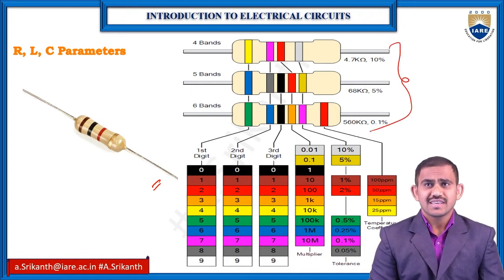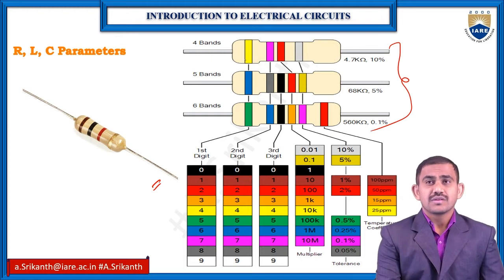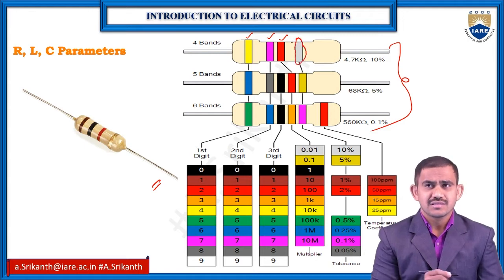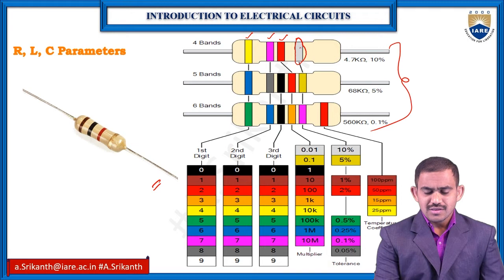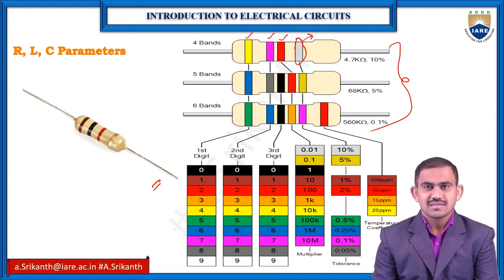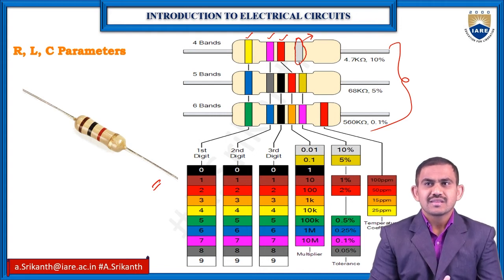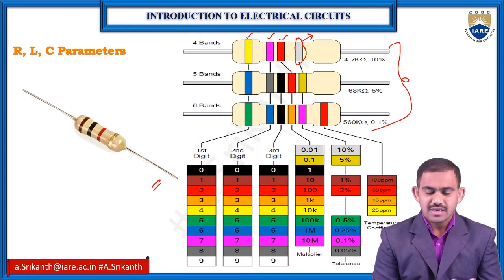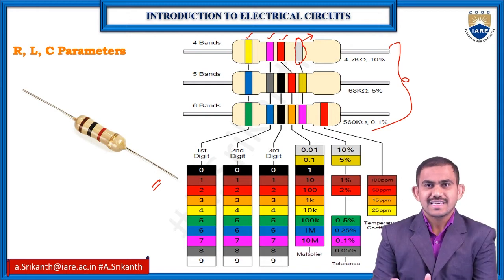Now check it. We have yellow color, violet color, red color, then this is your silver color. Coming to silver, it's a tolerance. It is kept outside, that is your tolerance. Silver tolerance is how much percentage? That is 10%.